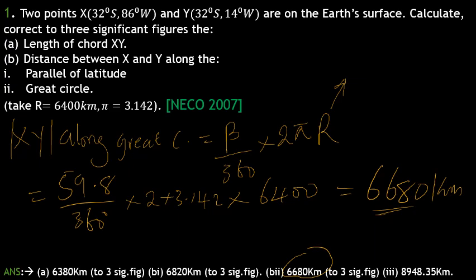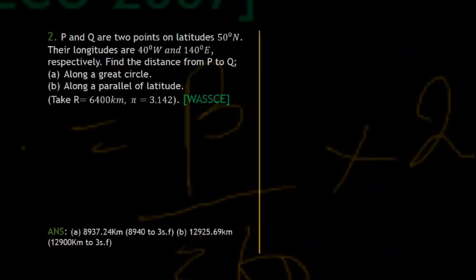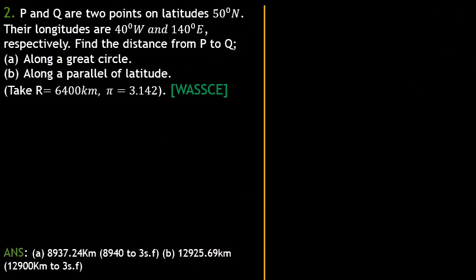Now let's take the next question here. All right, so question number 2 says P and Q are 2 points on latitudes 50 degrees north. Their longitudes are 40 degrees west and 140 degrees east, respectively. Find the distance from P to Q. Okay, now, you can pause the video and give this a trial. After that, you can continue. So, solution.